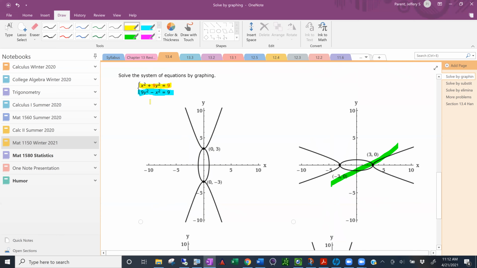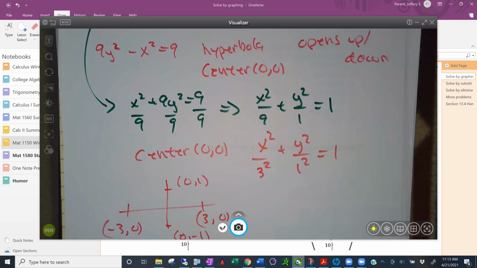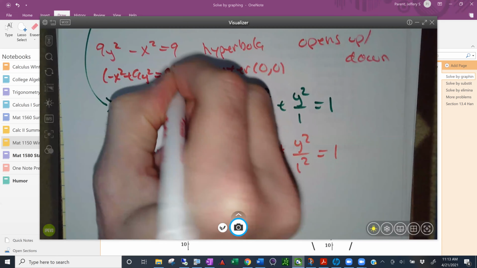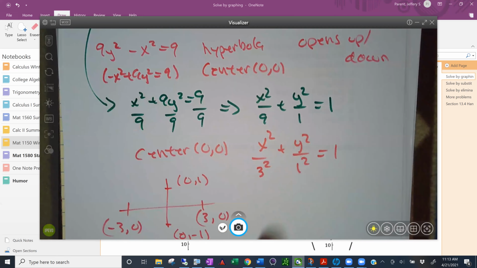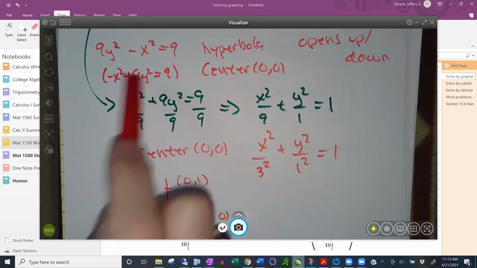Because I could write that hyperbola equivalently as -x squared plus 9y squared equals 9. That's still the same hyperbola. It's just that I've written it in a different order. What makes it a hyperbola is that one of these is positive and one of them is negative in terms of your squared terms.